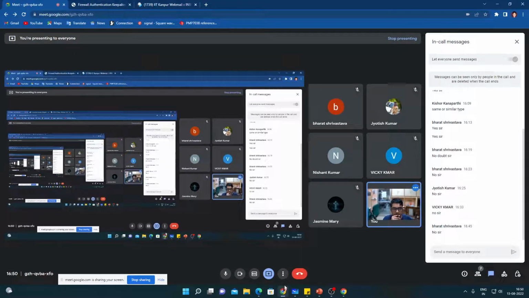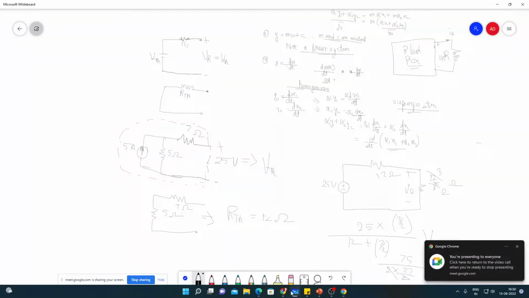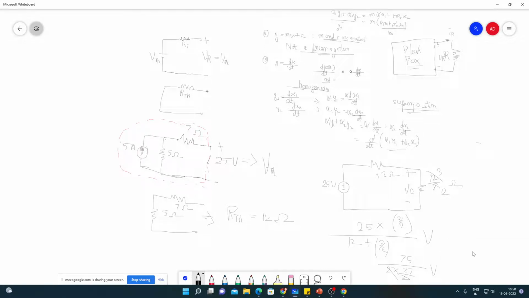Do you have any doubt regarding Thevenin's theorem? Yeah, Bharat, go ahead. Sir, I want to ask you one thing. We can solve this question also like this: the 5 ampere current is in parallel with 5 ohm, so we can convert it to 25 volts in series with a 5 ohm resistor. Exactly, I'm coming to that. That is known as source transformation.